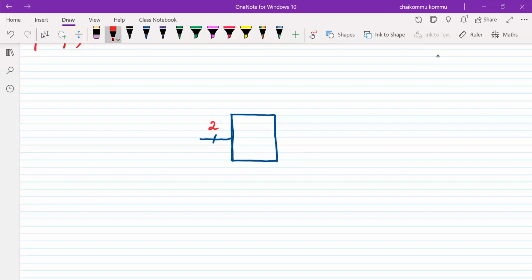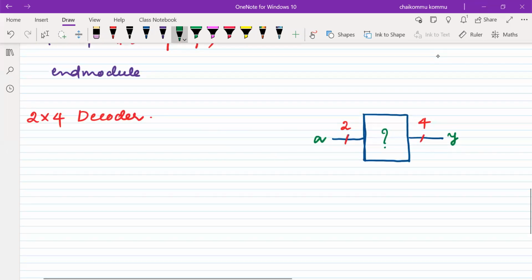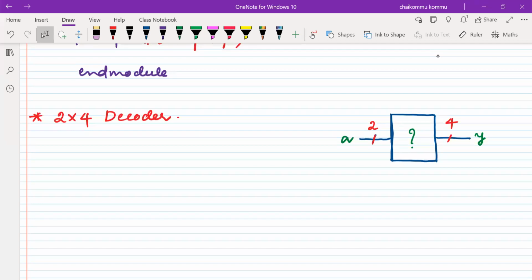Its size is 2. Similarly, I'll consider an output, and its size is 4, for a 2x4 decoder. Therefore, the input is A and the output is Y. Now, what is inside this block? Since we are interested in gate level modeling, a gate level circuit is required.